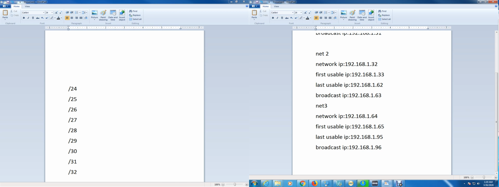Network 3 has a network IP of 192.168.1.64 because the broadcast was 63 on the last one, so you just bring 1 down from there. Your first usable IP is 192.168.1.65 because it is one higher than your network. Your last usable is 30 IPs after your first one, which is 65, 75, 85, 95. And then your broadcast is one higher than your last usable, which is 192.168.1.96.